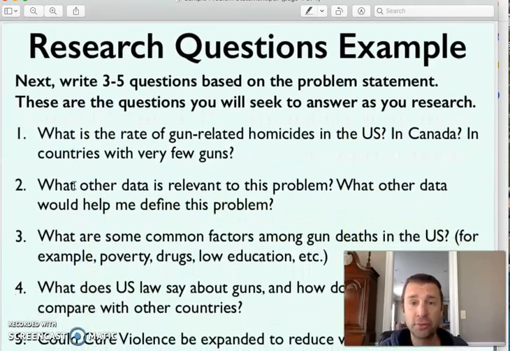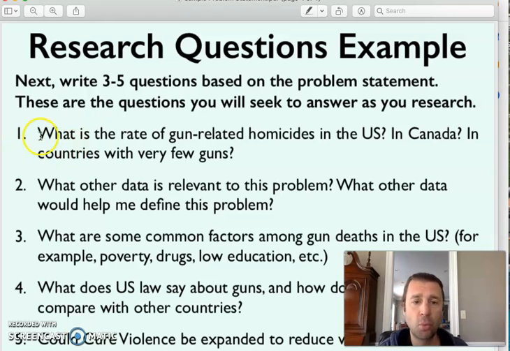And then the questions are just like it sounds. What do you need to know? What questions do you need to answer in order to write this paper? So they can be very basic. They can be general. You want to write questions that can be answered, of course, in some way, although you may want to have some deeper philosophical questions as well.